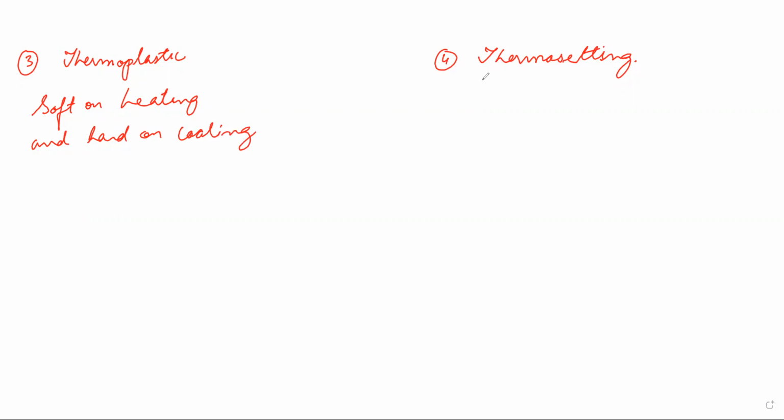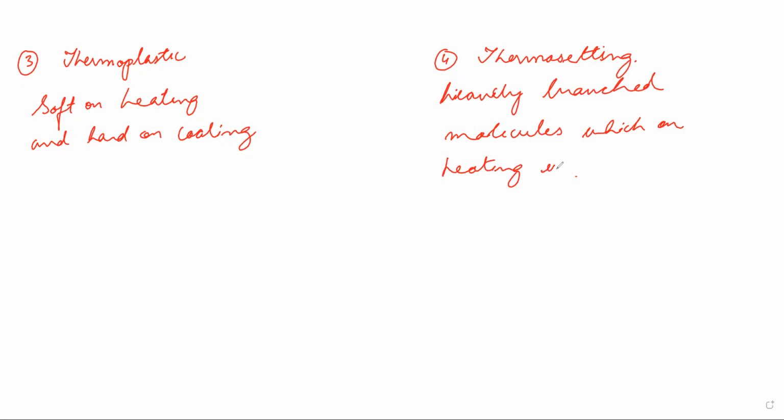What will happen in thermosetting? Once the polymer is formed, you cannot break it again. On heating it does not become soft. Once it is formed, it is set. It cannot be broken again and formed. So these are already heavily branched molecules which on heating undergo extensive cross-linking.